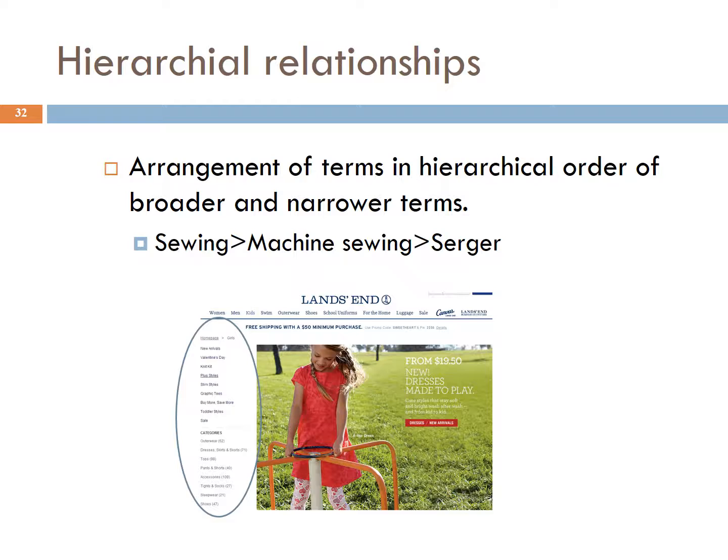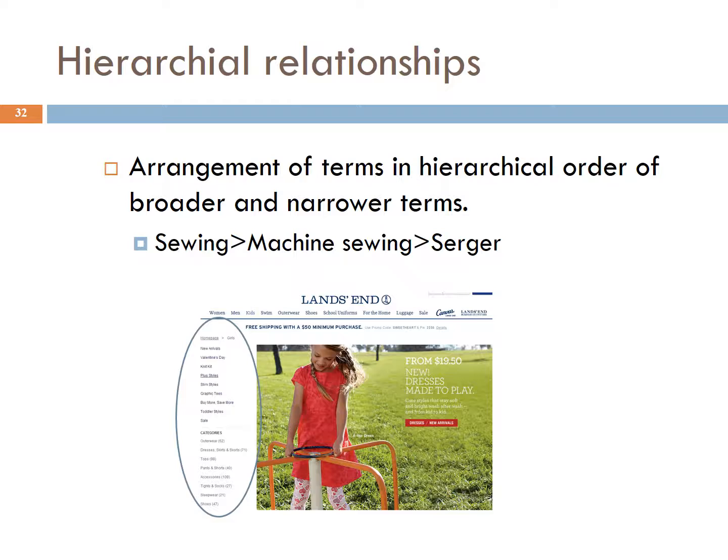So for example, you have a couple of them here. One is sewing machine, machine sewing, serger, but also if you go to the Lands' End website, you can go to children and then go to girls and then go to outerwear jackets. So these are all methods of organizing their products into these browsable categories and subcategories.